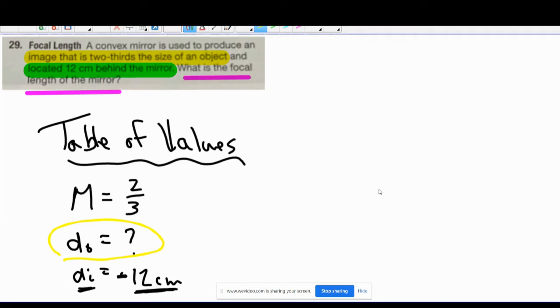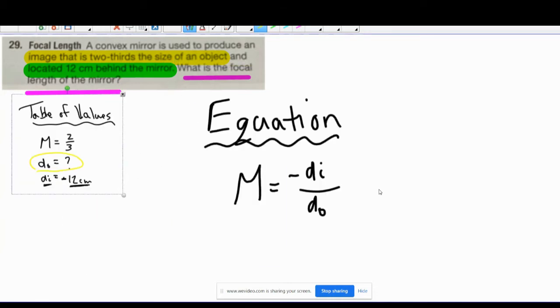Notice how the distance of the image is negative 12 centimeters. The negative sign stands for behind the mirror. Here's our magnification equation, where the magnification factor is equal to the negative ratio of di over do. The negative sign preserves the convention. A positive magnification means our image is upright. A negative magnification means our image is upside down.